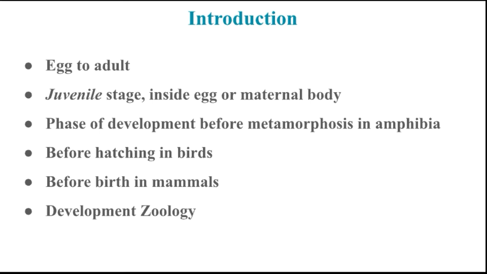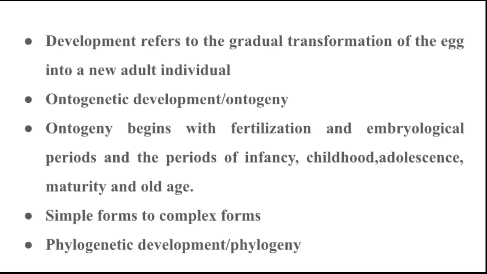Okay, so we know very well that development refers to the gradual transformation of the egg into a new adult individual. What is meant by development? Development refers to the gradual transformation of the egg into a new adult individual. The developmental history of an individual from the egg to the adult is called ontogenic development, or ontogeny. Ontogenic development is this one particular process.